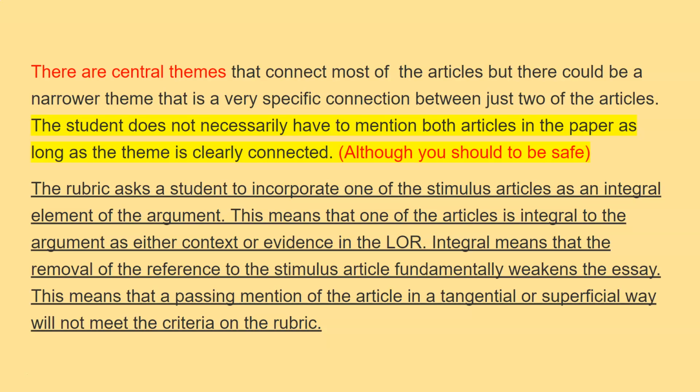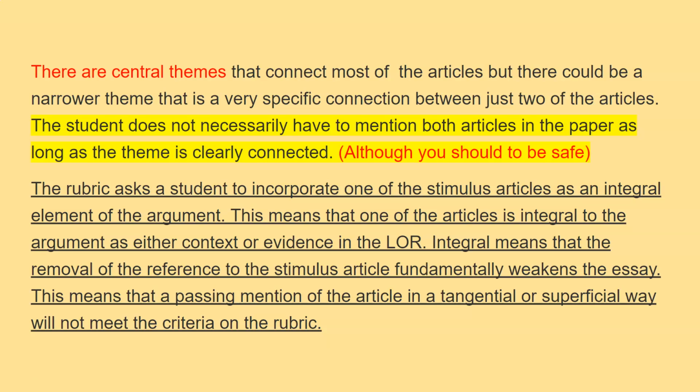You should use 2 stimulus as a theme, a thematic connection in the introduction and context part of your paper. Then take one of those sources and use it in the body paragraphs in your argument. All right? If you do that, and you do it the way we talked about yesterday with essential use, you should be good with rows 1 and 2.